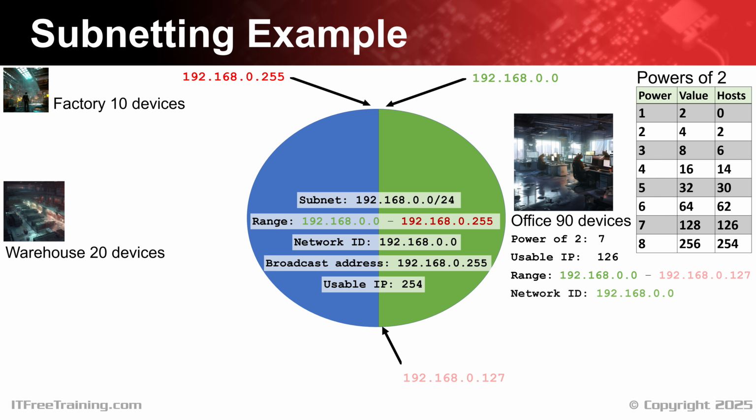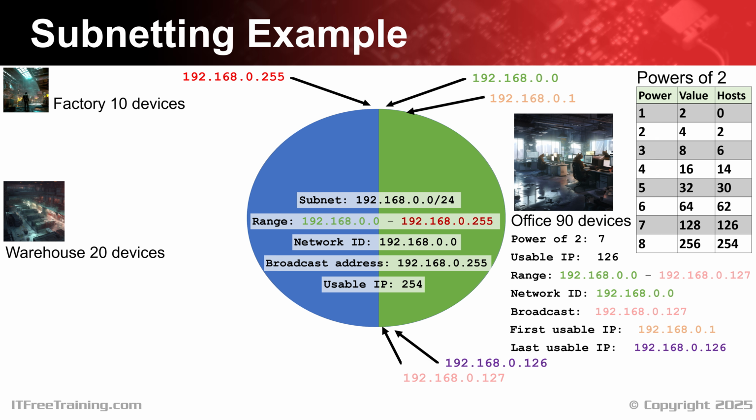The first address in the range will be the network ID. The last address will be the broadcast address. The first usable IP address will be the next IP address after the network ID. The last usable IP address will be the address before the broadcast address. We have so far divided our network into 2. We, however, need to further divide it because we have 2 more networks that need IP addresses.